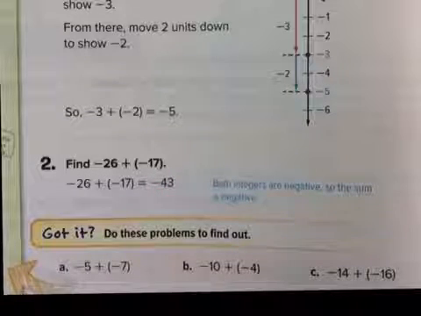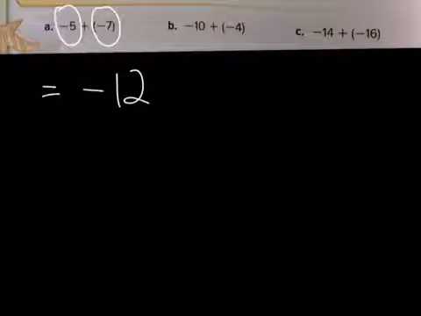Let's try A, B, and C. A, you have -5 plus -7. It's going to be negative, right? Because they're 12. Again, think of it as money. You spend $5 and then you spend $7. You have spent $12. You have 12 less dollars than you normally have. Then you have -10 plus -4 is -14, and then -14 plus -16 is -30.